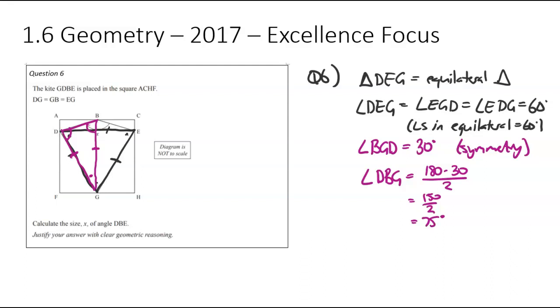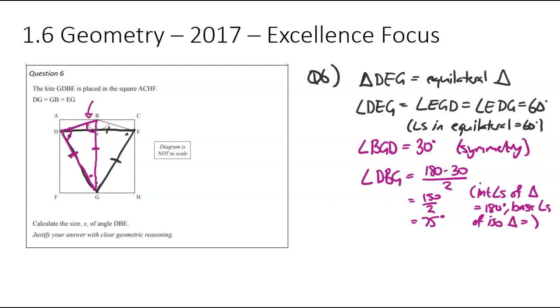And we use two rules to get that. We use the internal angle of a triangle rule. Internal angles of a triangle equal 180 degrees. And I've also used the base angle equal rule to divide it by 2. So base angles of an isosceles triangle are equal. So I've used both of those to get there.